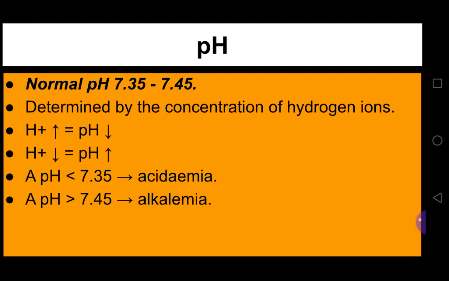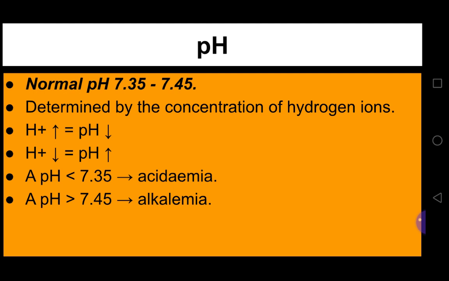First, I am going to discuss blood pH. Normal blood pH is 7.35 to 7.45. This is the normal range. And pH of the blood is determined by the concentration of hydrogen ions. When hydrogen ions increase, blood pH decreases. That is, blood becomes more acidic. And when the concentration of hydrogen ions decreases, pH goes up, which means it becomes more alkaline.